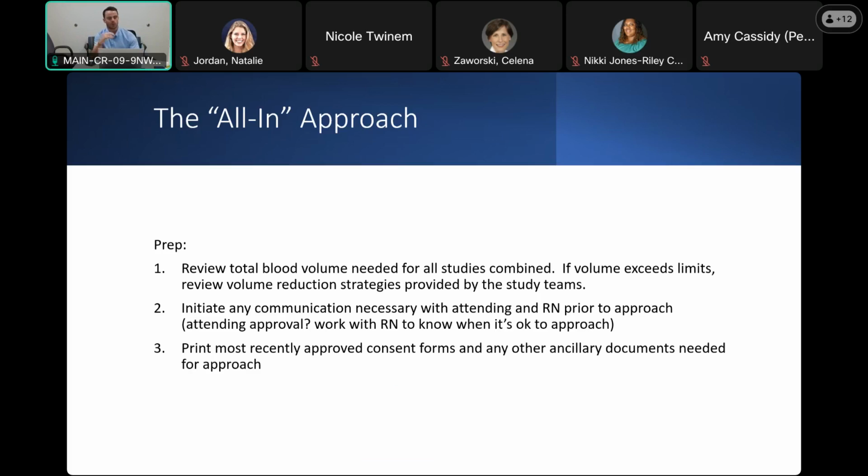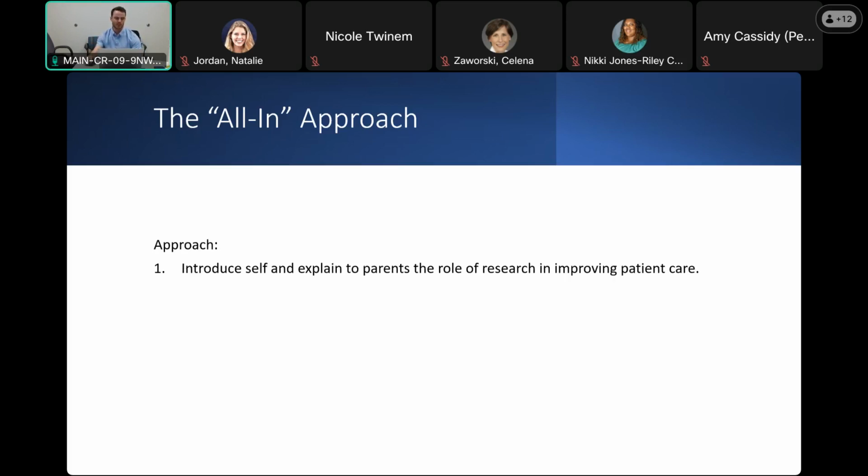We'll go through and we'll print the recently approved consent forms and any other ancillary documents needed for the approach. That way we're always using the most up-to-date and not using any out-of-date consents. With the approach itself, once we approach the family, we'll always introduce ourselves. Pretty much every single time we go into the room, we'll introduce ourselves, even if we were the same person who consented them, just because they're going through a lot and they might not remember your face and your name.